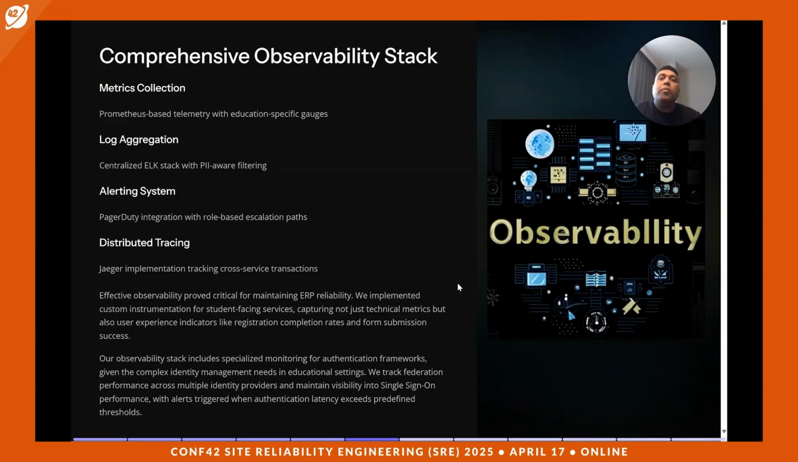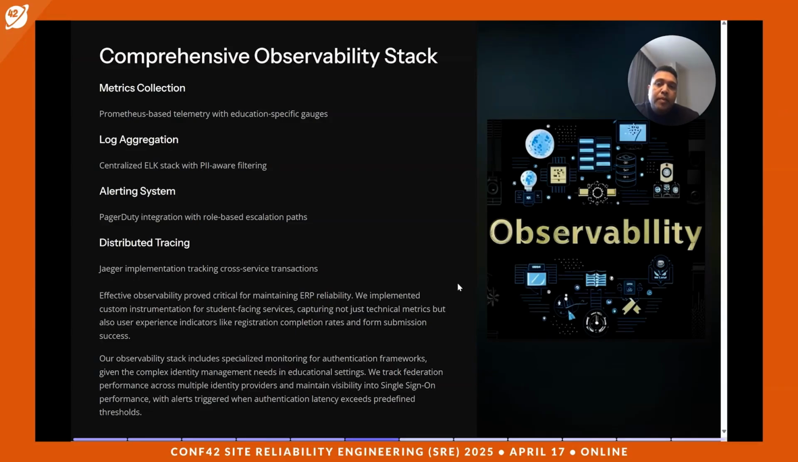Moving on to the next one, which is the comprehensive observability stack. So what are the different observability stacks that we need to look into? Metric collection. So Prometheus-based telemetry with education-specific gauges. Log aggregation. Centralized ELK stack with PII-aware filtering. Alerting systems, which is PagerDuty integration with role-based escalation paths. Distributed tracing. Jaeger implementation tracking cross-service transactions.